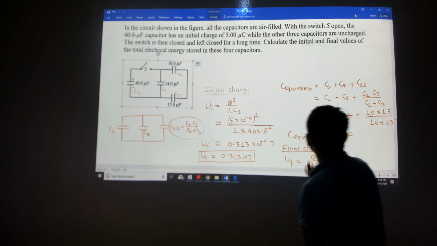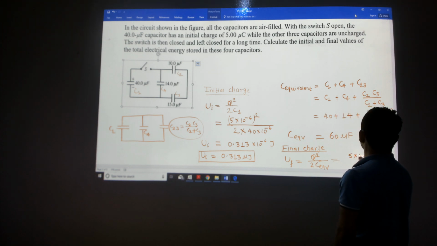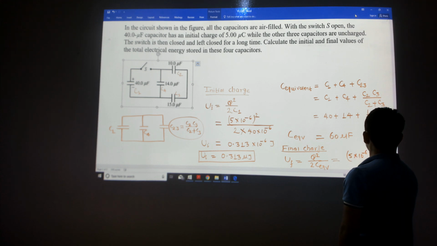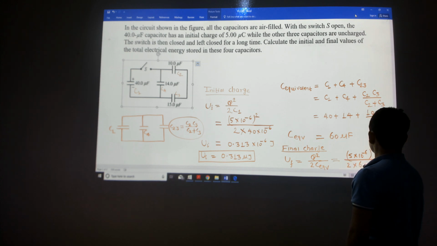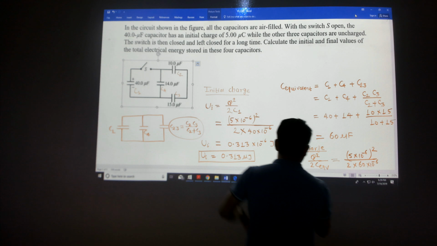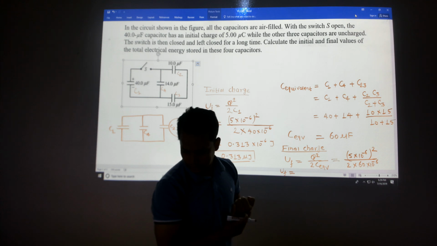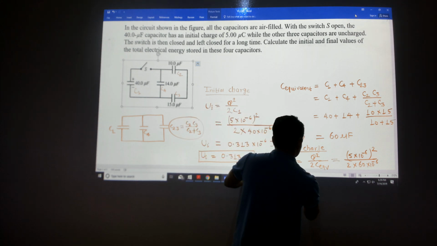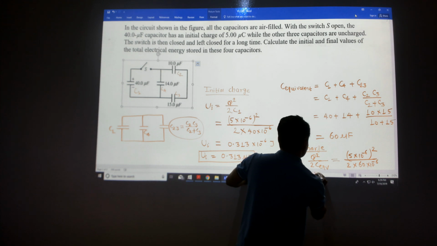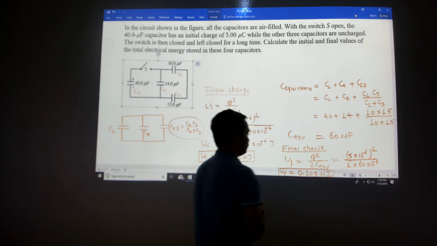So the Q is 5 microcoulomb. (5 times 10 to the negative 6) square over 2 times the C equivalent, which is 60 microfarad times 10 to the negative 6. Do your math, and the final answer you will get is, I'm writing right now here, I hope you can see it, 0.208 microjoule. This is the final energy of the system.